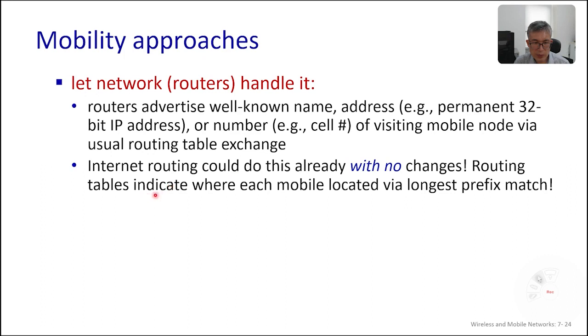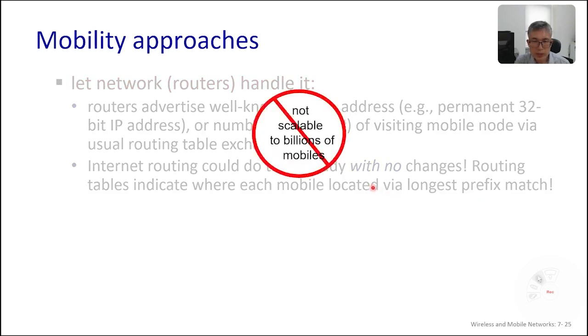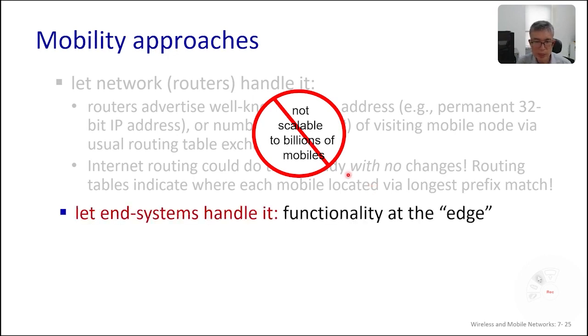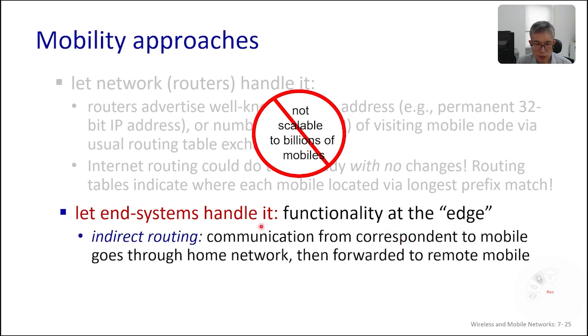Routing tables indicate where each mobile device is located via longest prefix match. But this approach is not scalable to billions of mobile devices. So let end systems handle it, with functionality at the edge. The first one is indirect routing.